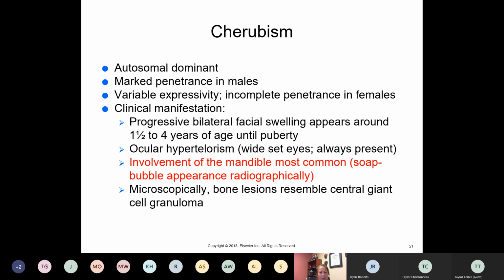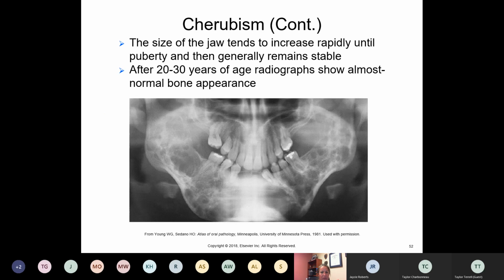And microscopically, the lesions resemble a central giant cell granuloma. And this is what it looks like on x-ray. You can see all of the bubbles that you see in the mandible.